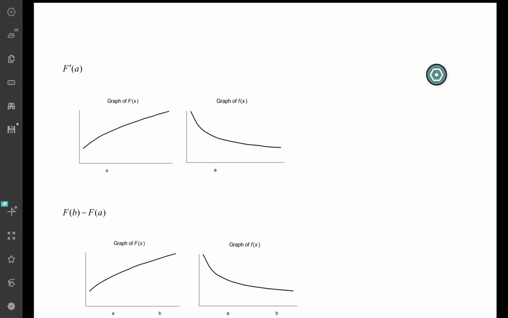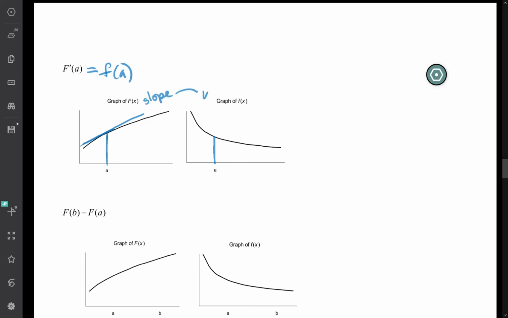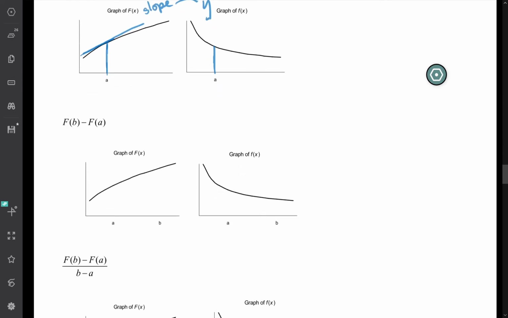So if I want to know what big F prime of a is, that's going to be the slope of this tangent line. If I want to relate that to little f, that's exactly the same. Big F prime is little f, so that's the same as this y value. So slope of the tangent line on big F is equal to the y value on little f. So slope is equivalent to y.